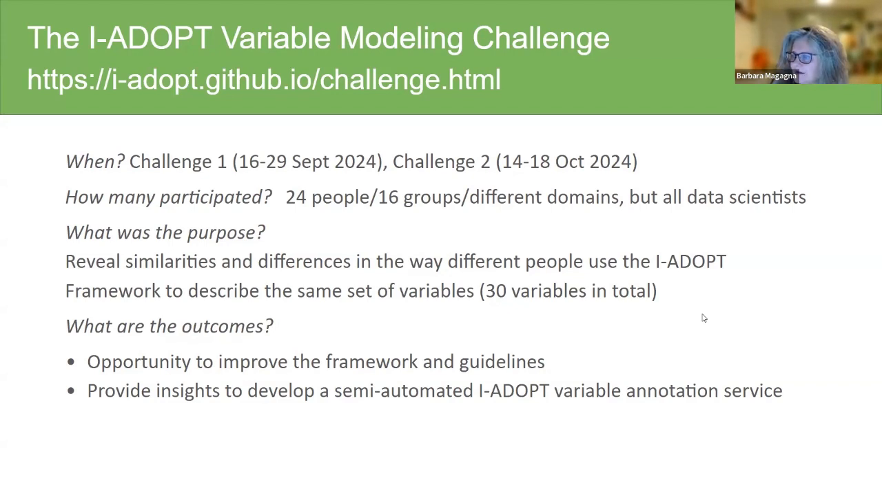And the outcomes of this challenge, of both challenges, were actually to find out what we need to improve the framework and the guidelines, and to provide insights to develop a semi-automated IADOPT variable annotation service, because everybody who contributed to the challenge has really found out, well, it's possible, but it takes a lot of time to do it manually. So this is not the future. What we need is a service, right? And with this challenge, where we could gather more than 340 modeled variables, we can really start building this service based on LLMs or NLP techniques.